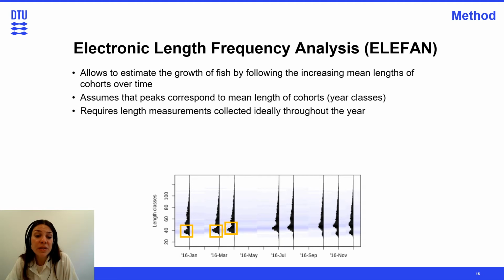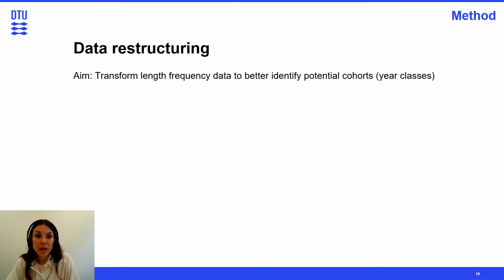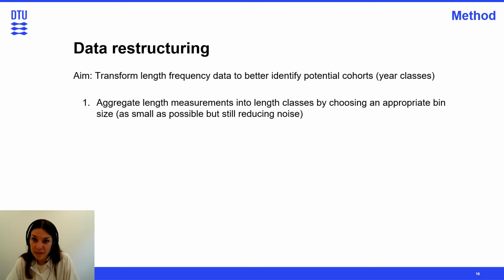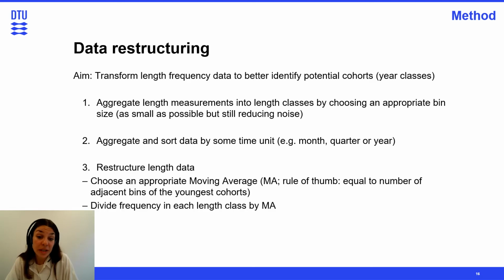Therefore, ELEFAN consists of two steps. First, we restructure the data to identify the peaks or modes in the data. And in a second step, we then fit growth curves through those peaks. The data restructuring works as follows. First, we aggregate the length data into length classes according to a bin size that is as small as possible, but at the same time reduces the noise in the data. Those length classes are then also aggregated and sorted by time, for example by month, quarter or year.